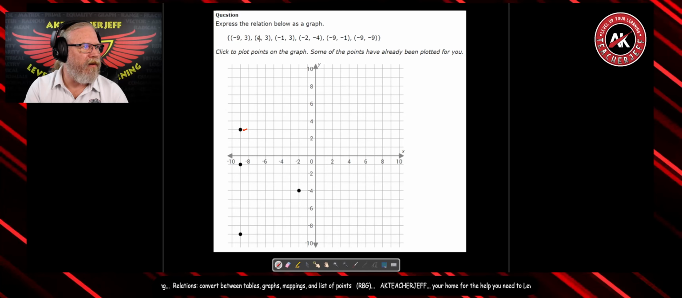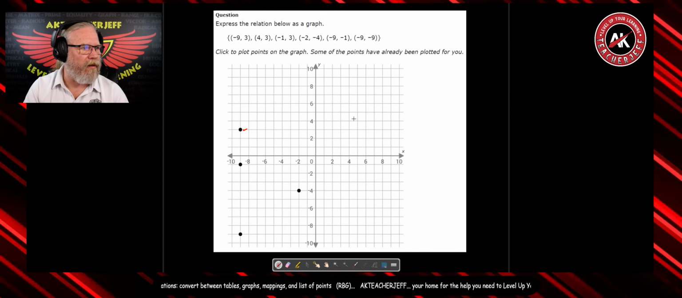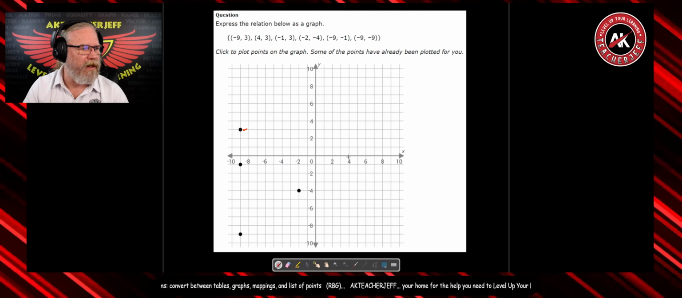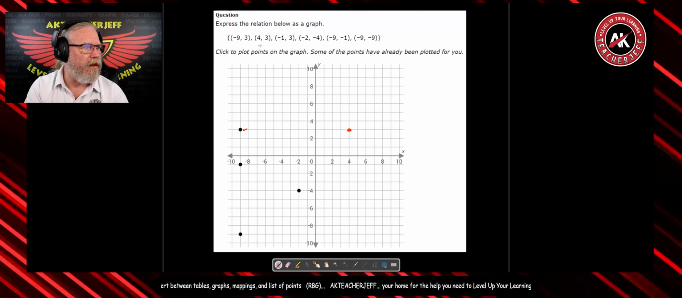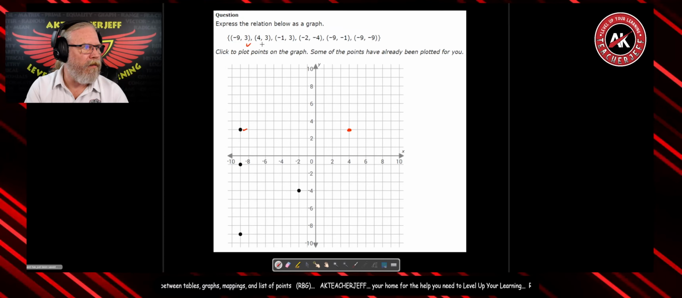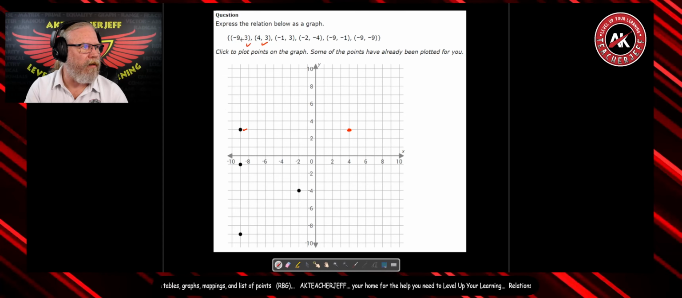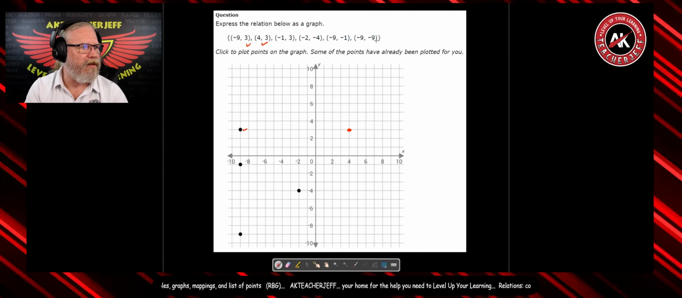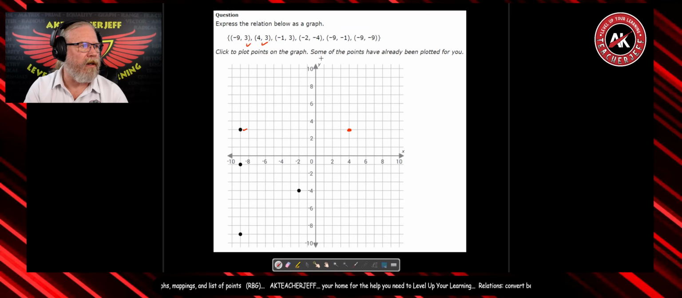Input of +4, output +4. Oh, it's going to be in quadrant 1. I know because they're both positive. Input 4, output of 3. That would be right there. So I've taken care of both of those. -1. Well, actually, how many ordered pairs? 1, 2, 3, 4, 5, 6. 1, 2, 3, 4, 5. We still need to find the other one.